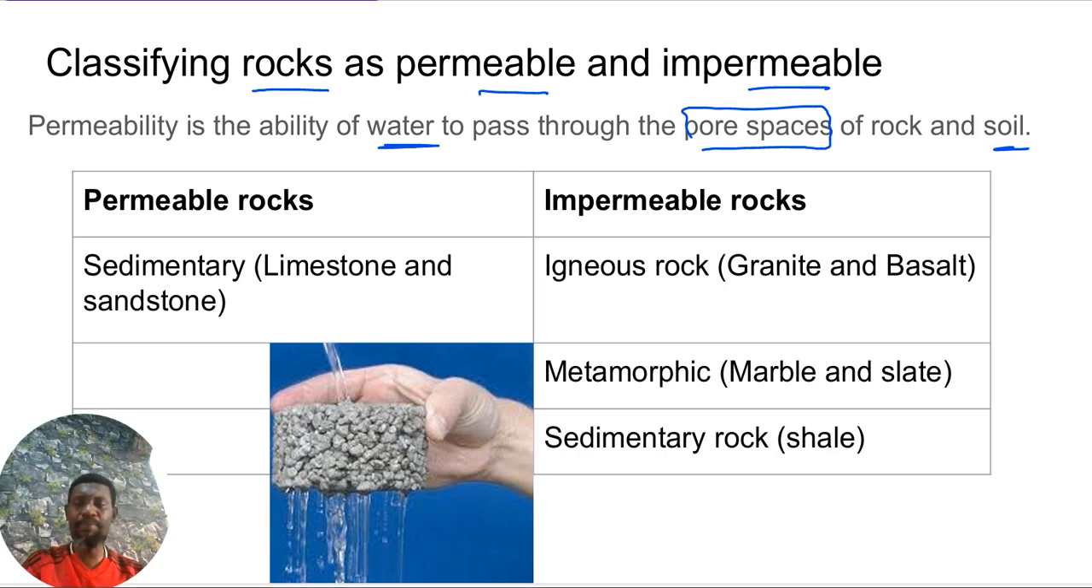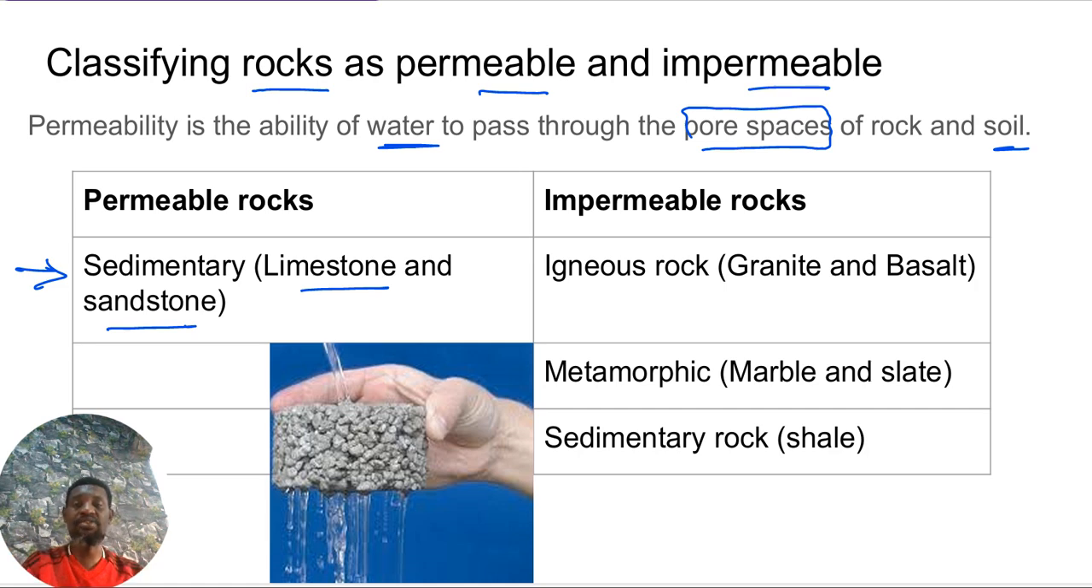Now, permeability of rocks: permeable rocks and impermeable rocks. All the examples of rocks we've looked at, we need to classify them as either permeable or impermeable. Now, the only permeable rocks you have here are the sedimentary rocks. Examples are limestone and sandstone. I tell my students, just remember stone. All the examples that have stone are sedimentary rocks.